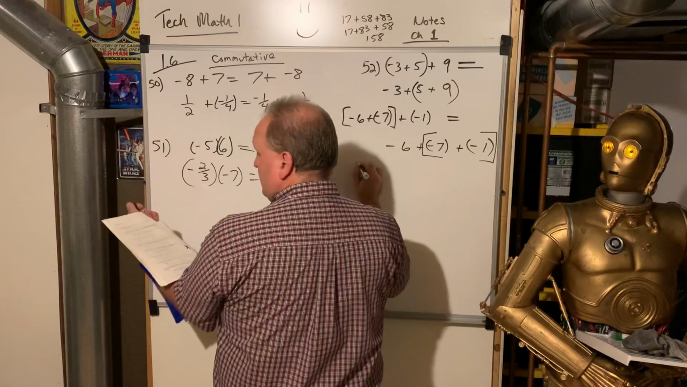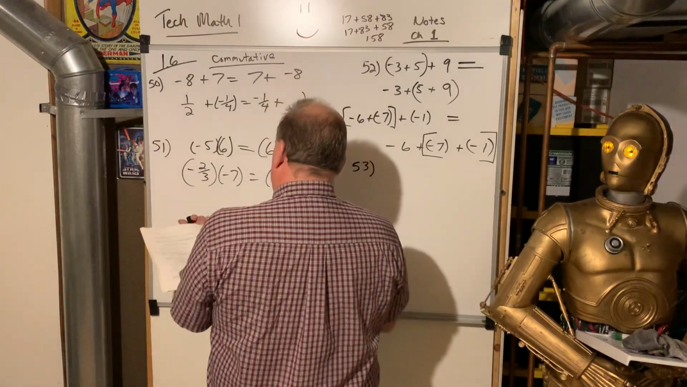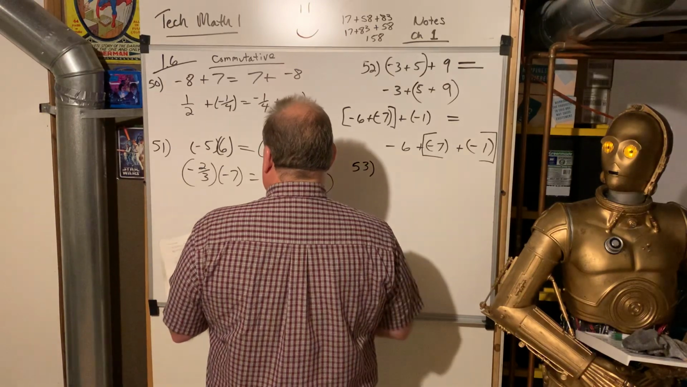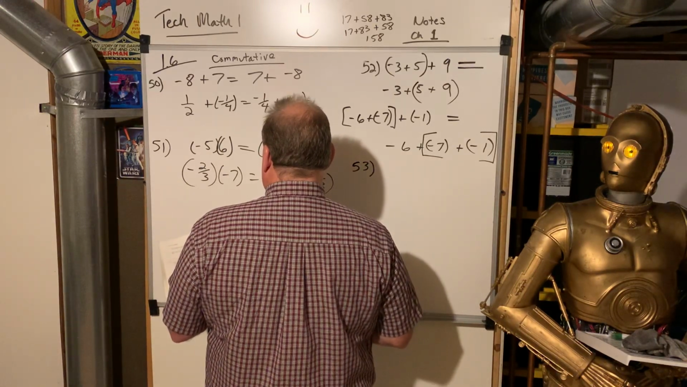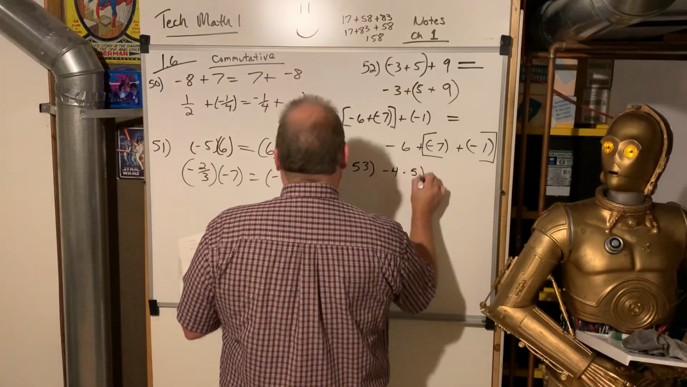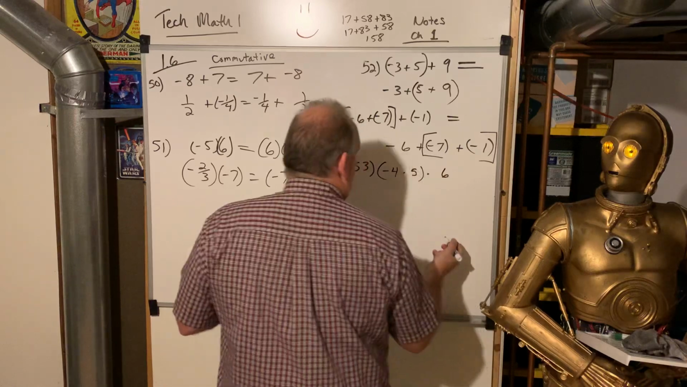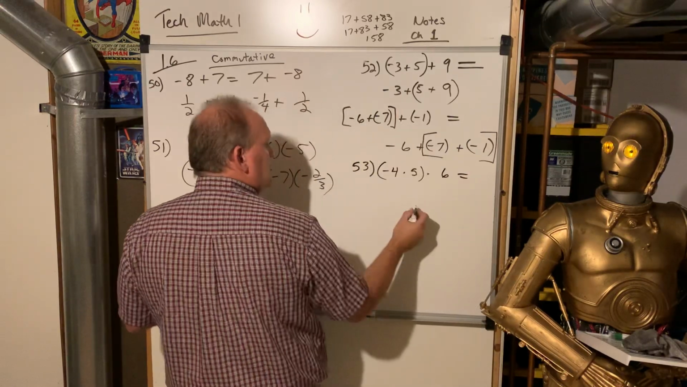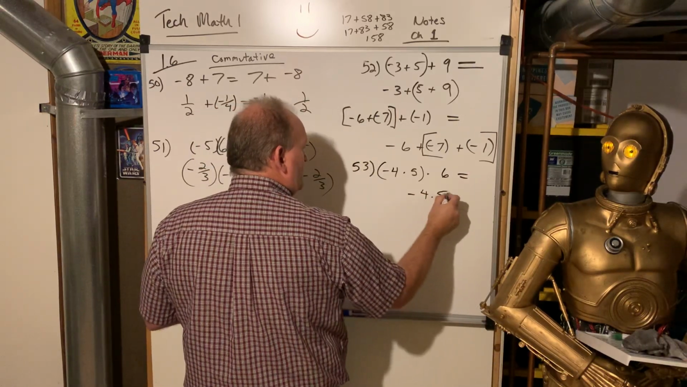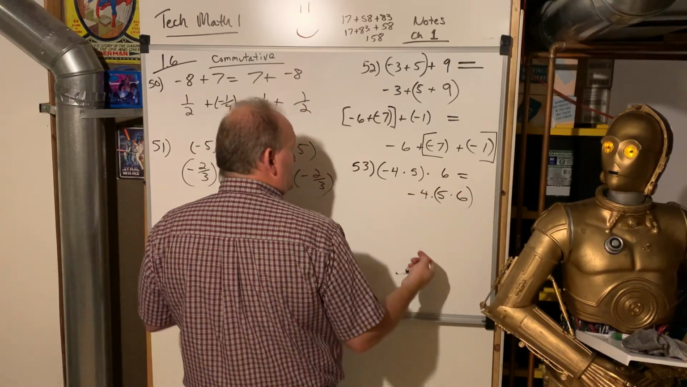All right, so let's look at 53. We got more of the same. -4 times 5 times 6. And then again, if I want to do the associative property, I leave the order the same, but I change the parentheses, which changes the order in which you do it.